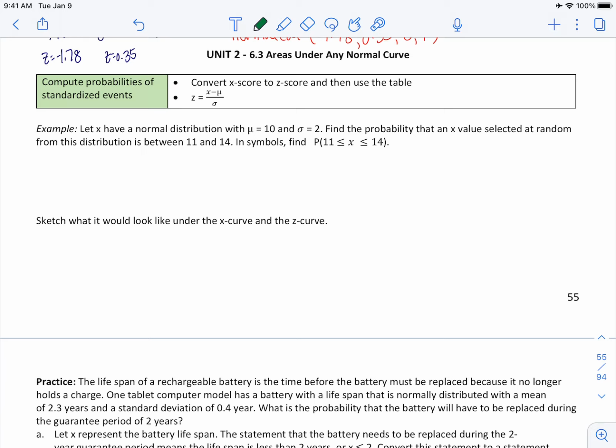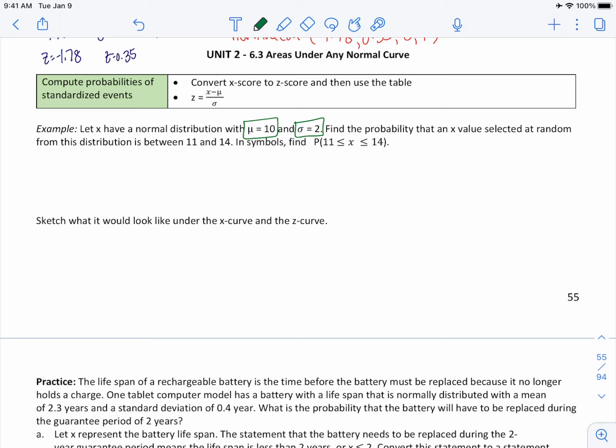Everyone. Today we're doing notes for 6.3, areas under any normal curve. So we're going to compute probabilities of standardized events. We're going to convert an x-score to a z-score and then use the table and our graphing calculators. A reminder, z is equal to x minus mu over sigma, or the value minus the mean divided by the standard deviation. So let x have a normal distribution with our mean is 10, standard deviation is 2.